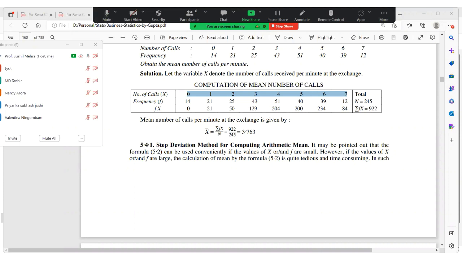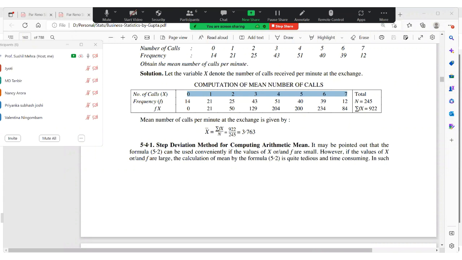So the subdivision method, this is a discrete series. If the calculation is complex, that means the numbers are very high, then the calculation becomes very heavy. In that case, we use a shortcut method and subdivision method, right? They are very similar.